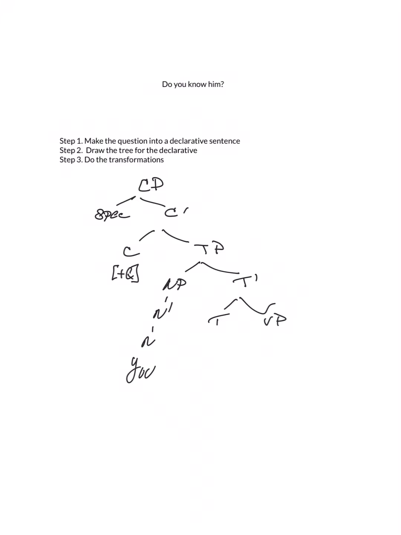All right, T here is in present tense. And then we have a specifier, V bar, V, NP, and this is such a simple NP here that I'm just going to do the triangle and put him down here. And here is know. So you know him, underlying structure.